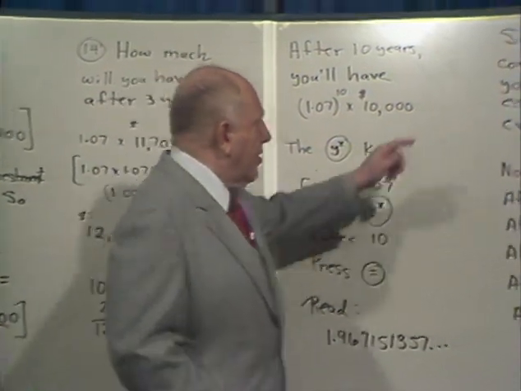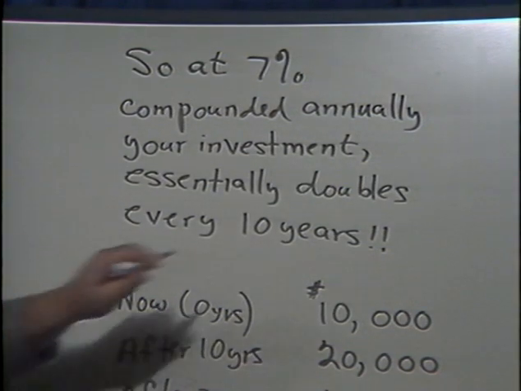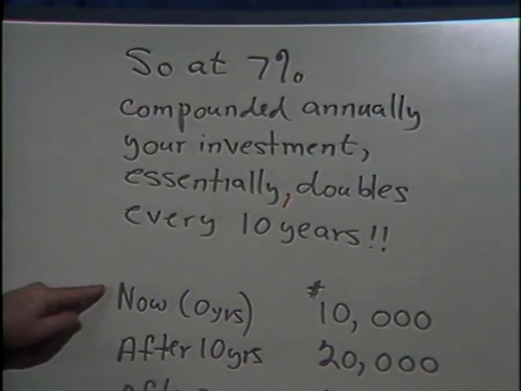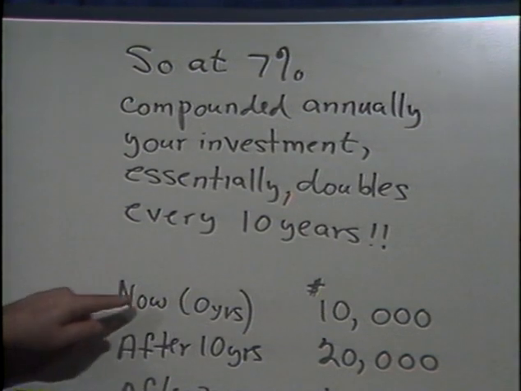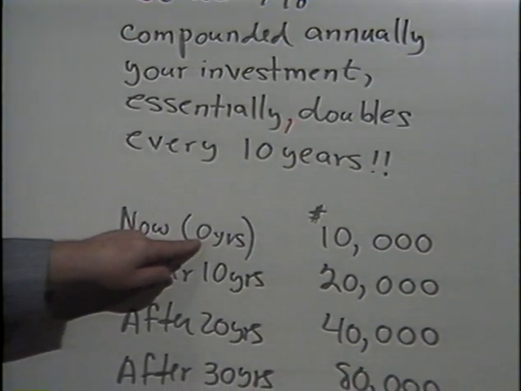Look what that says. So at 7% compounded annually, your investment essentially, it's a little bit off, doubles every 10 years. So suppose it was 7 point something percent, so it exactly doubled in 10 years. Look what happens. Now it's called 0 years. That's a nice motivation for negative numbers, in fact.